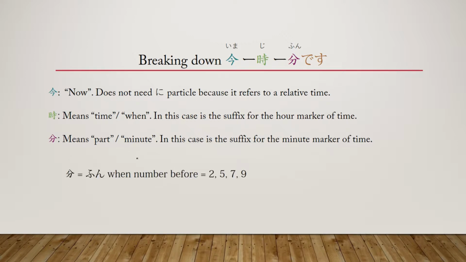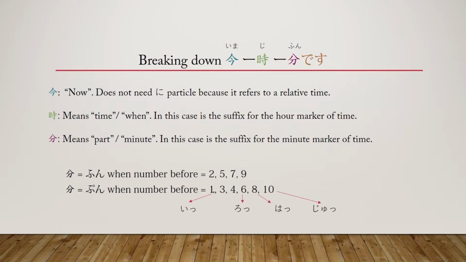Now, there's one more thing that we need to go over here, and that is that this is not always pronounced as fun. It is only pronounced as fun when it comes after the numbers 2, 5, 7, and 9. When it comes after the numbers 1, 3, 4, 6, 8, and 10, then it becomes pun. So do be careful that you are going to have to change how it is pronounced based on the number that comes before it. And there's one more little confusing thing as well. When you have 1, 6, 8, and 10, then the actual number itself also gets changed.